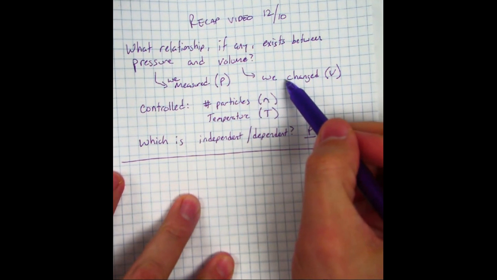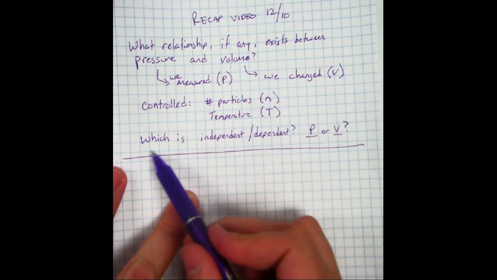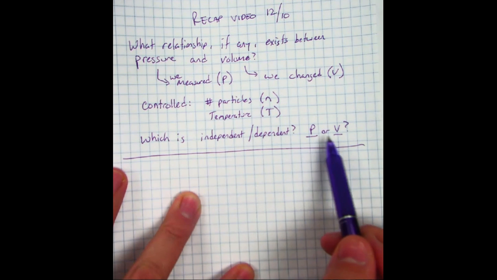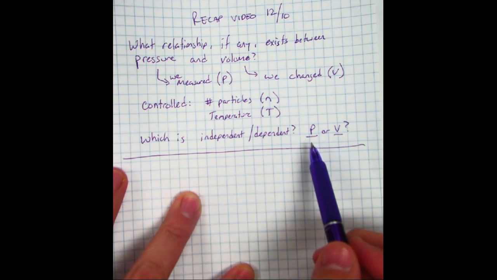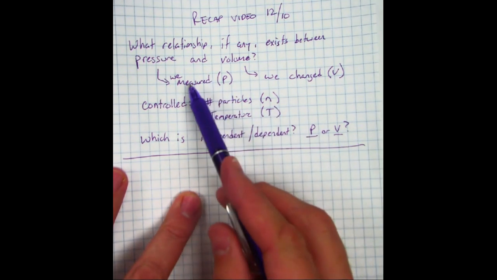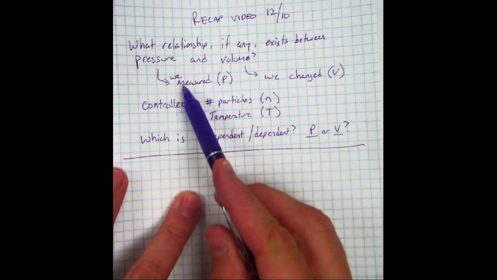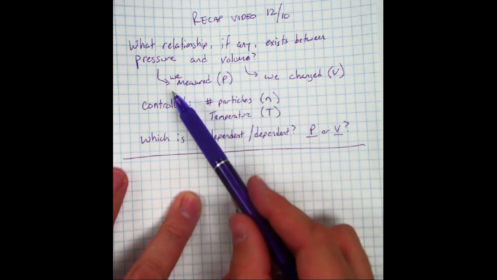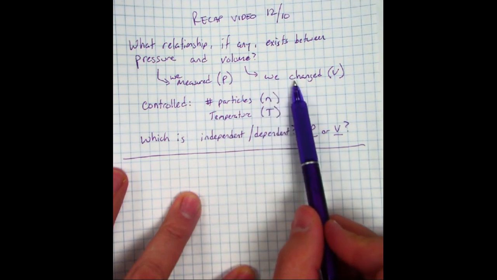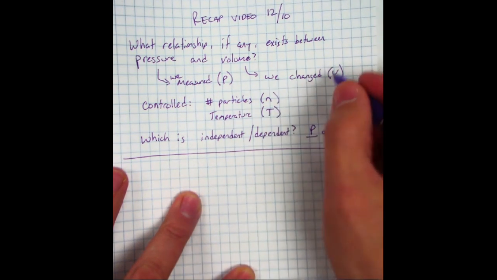So one question I could ask you is, which is the independent and which is the dependent variable? Check your notes and answer now. You should have noted that the thing that we measure is the dependent variable, and the thing that we change is the independent variable.